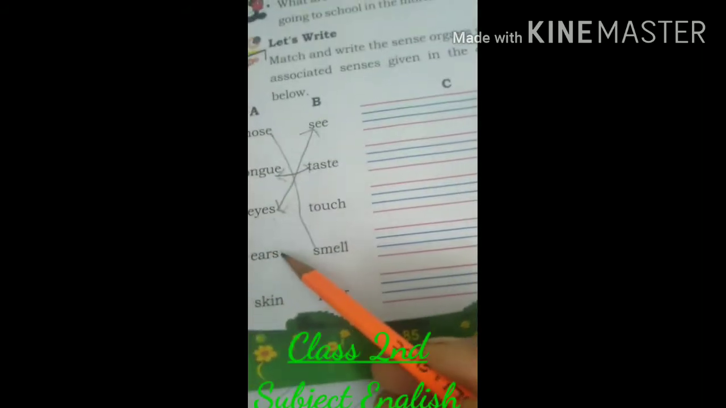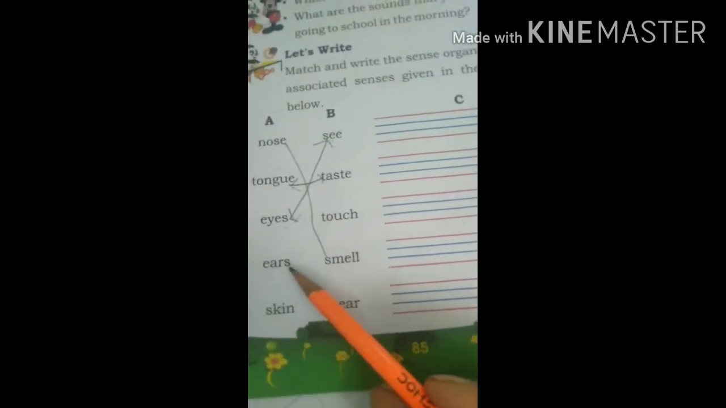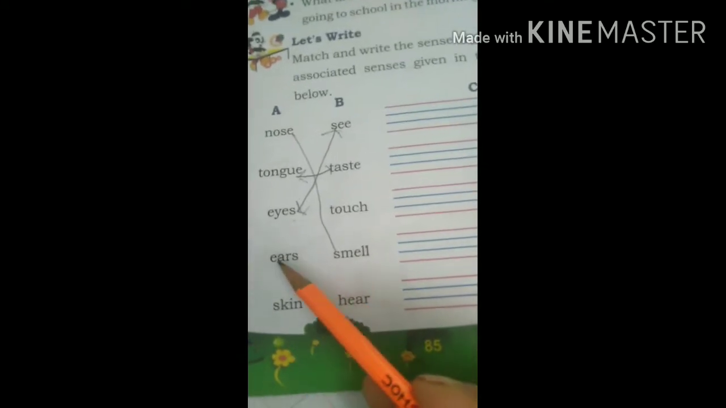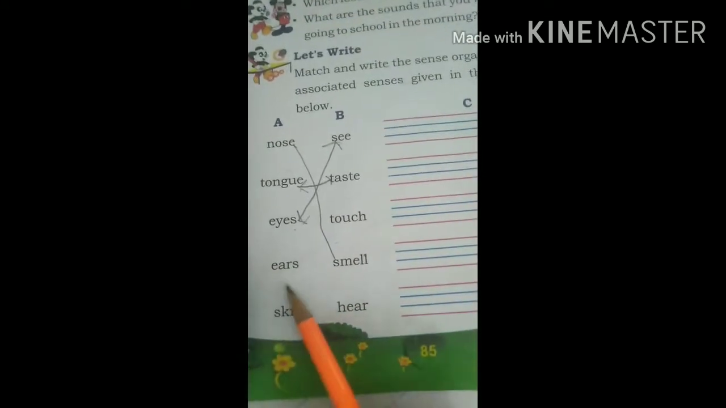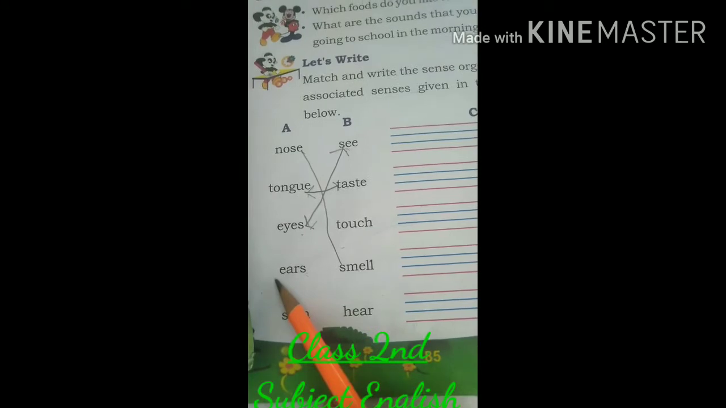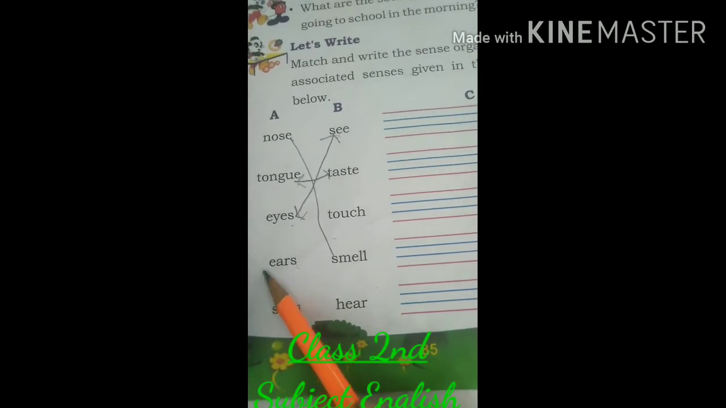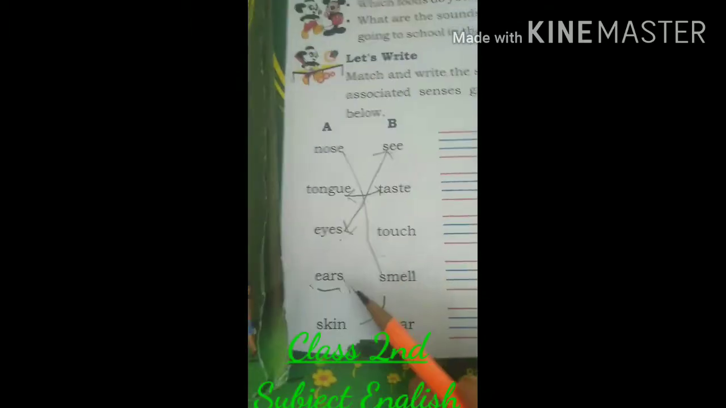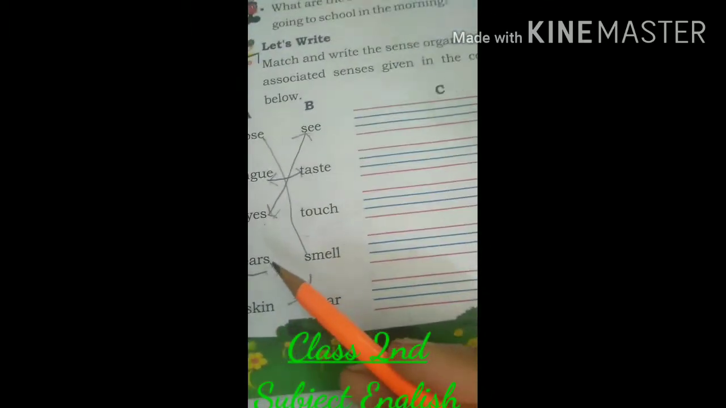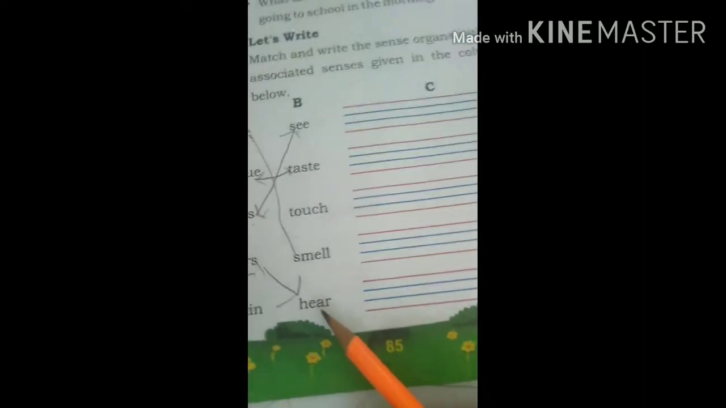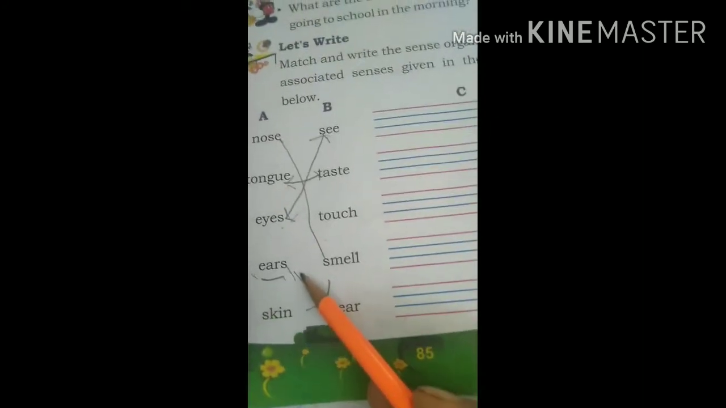Now we have another body organ. Ears are two, right and left side. With the help of ears, we can hear anything, any sound which is outside. We hear it with the help of ears.